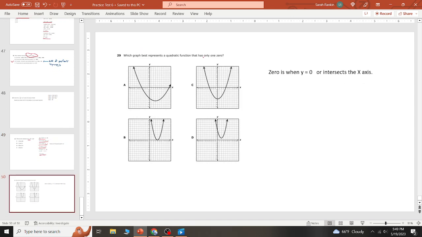Which graph has only one zero? Remember, a zero is when y is equal to 0, or it crosses the x-axis. Well, this one has 2 zeros, right? Because it crosses the x-axis twice. This one also has 2 zeros. This one has no zeros. And this is the one that has 1 zero. And we're done.